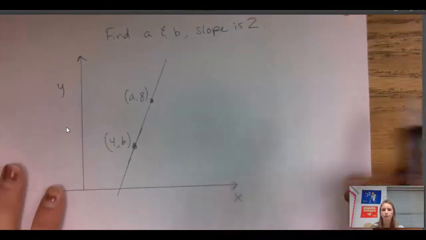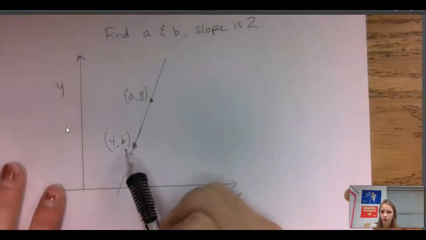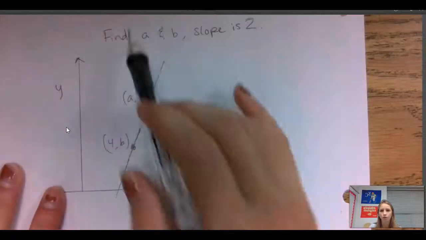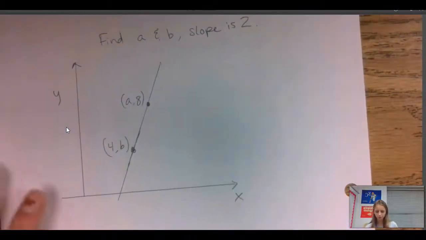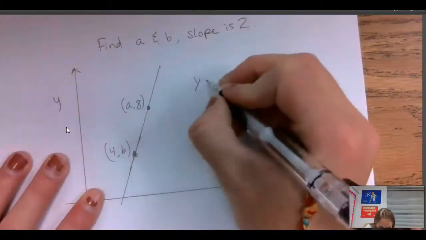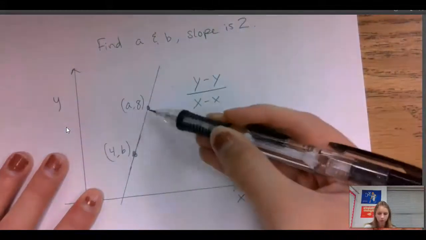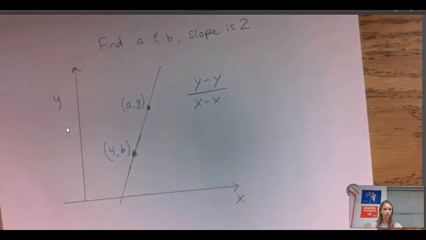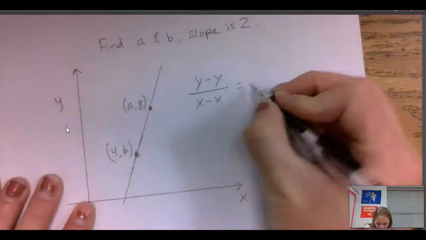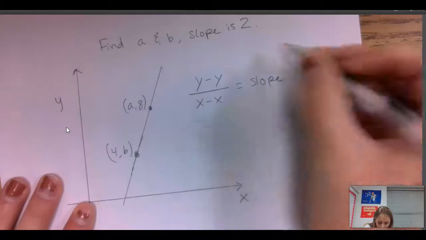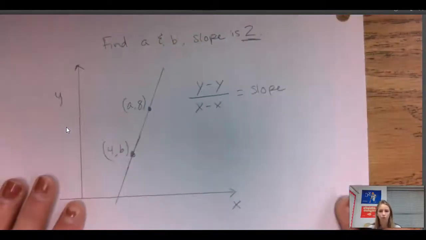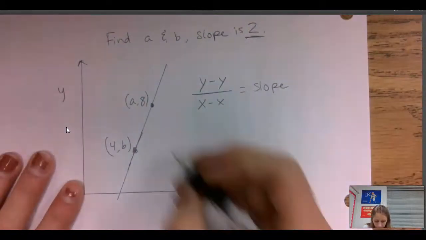So, right here, as you can see, we have some missing values, and it wants us to find what those missing values are. Well, we can use our formula, which is your y's minus your y's over your x's minus your x's, because we have 2 points on a line not going through the origin, and set that equal to our slope. And they gave us what our slope is. So now we can fill this information in.